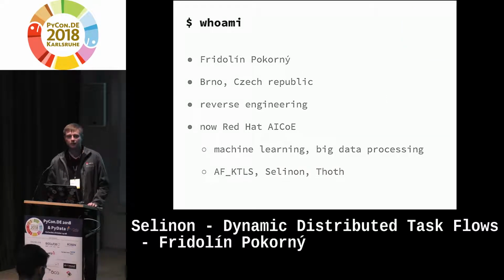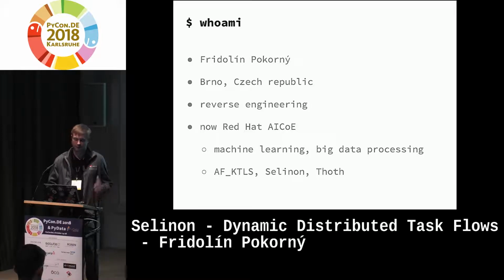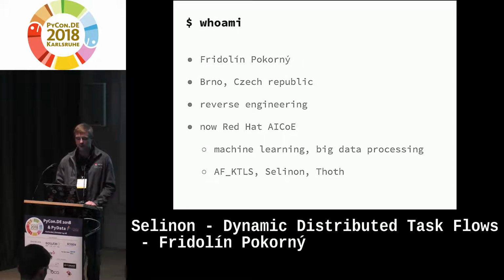Before I start, let me introduce myself. So as stated, my name is Fridolín. I live in Brno, Czech Republic. I used to be a reverse engineer. Then I moved to Red Hat. Now I'm in a team that is called AICOE, that stands for Artificial Intelligence Center of Excellence. And we do machine learning, big data processing, and we do, for example, optimization of software stacks. So we optimize TensorFlow and stuff like that.